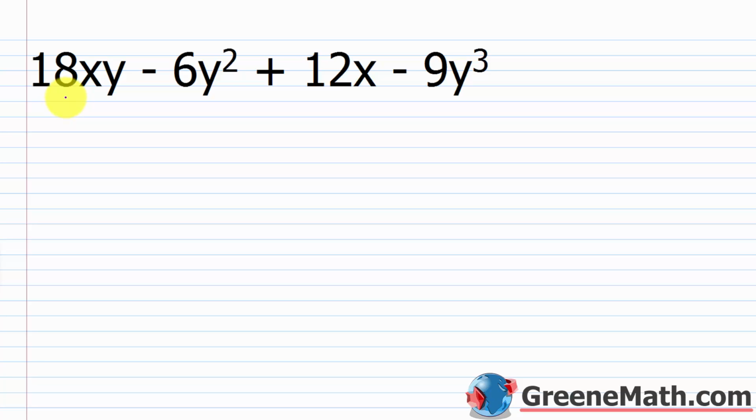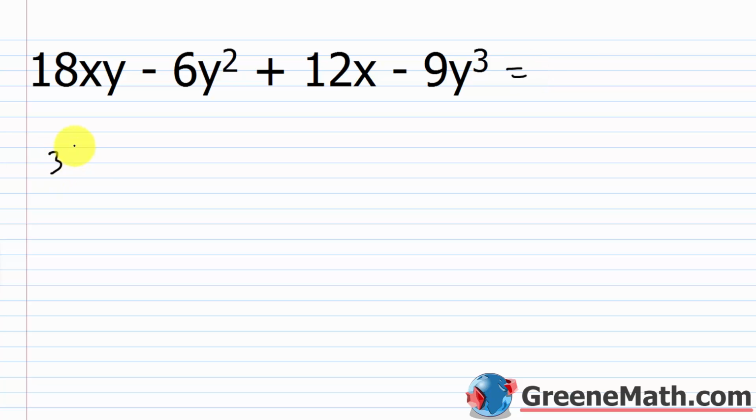So 18 is 3 times 6. I know you could break it down further, but just think of it as 3 times 6. 6 is 3 times 2. 12 is 3 times 4. Again, you could break it down further. 9 is 3 times 3. So before I even start, I want to pull that out. If I don't pull it out, then later on I'm going to have additional factoring.